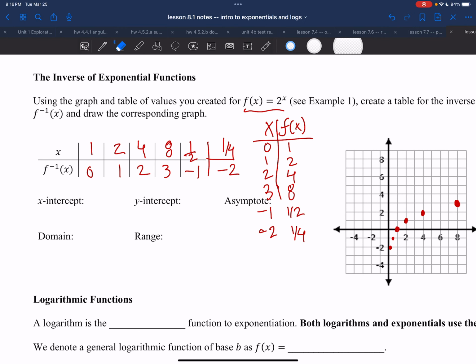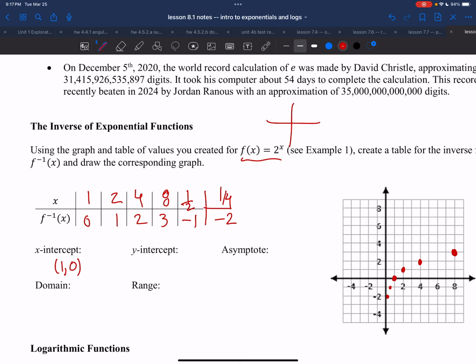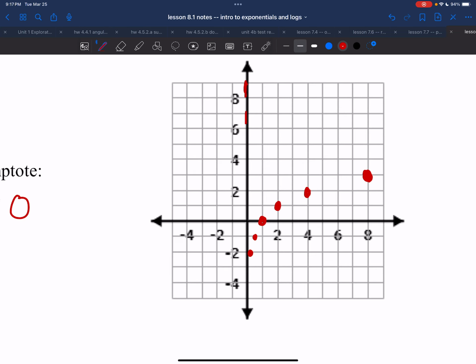And if I think about the features of this graph, all of the x and y features are switching. Before we had a y-intercept at 0, 1, but now that's an x-intercept at 1, 0. And the original function, 2 to the x, looks something like this, and it had a horizontal asymptote at y equals 0. But if that asymptote's y equals 0, then when you swap x and y, the inverse function has a different asymptote, x equals 0, which is not horizontal, but vertical. So there's actually going to be a vertical asymptote here, like so.